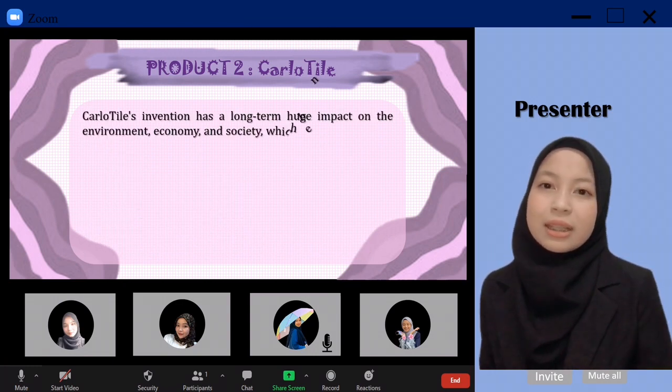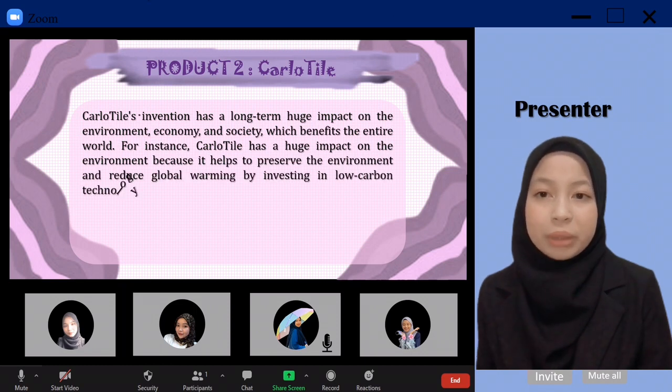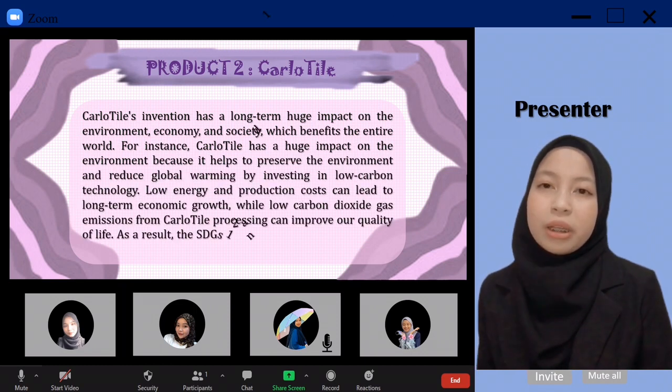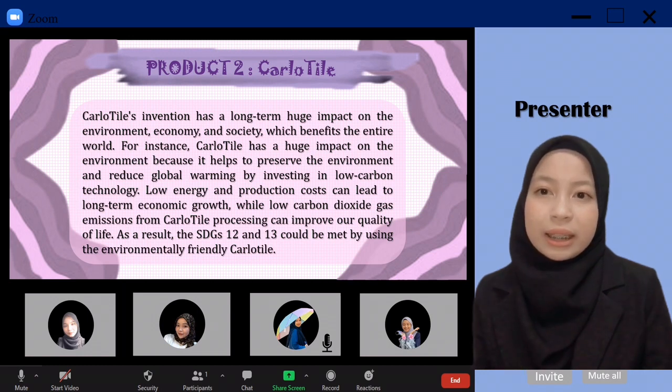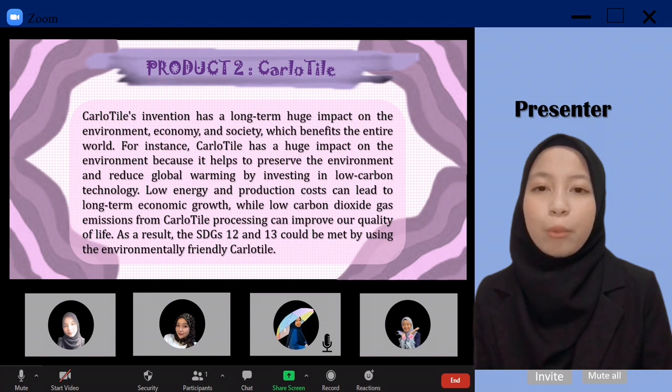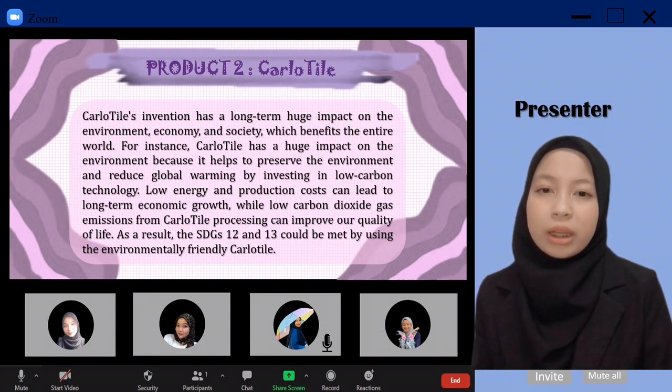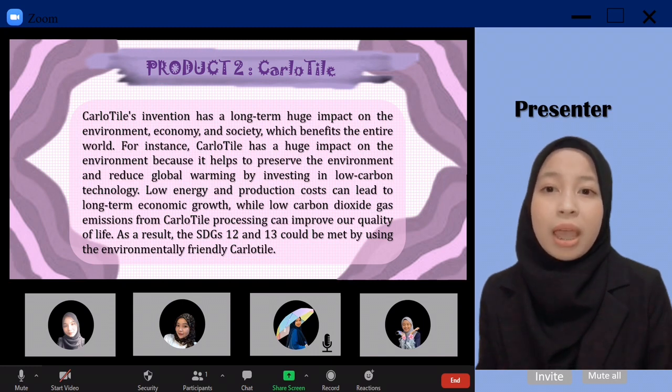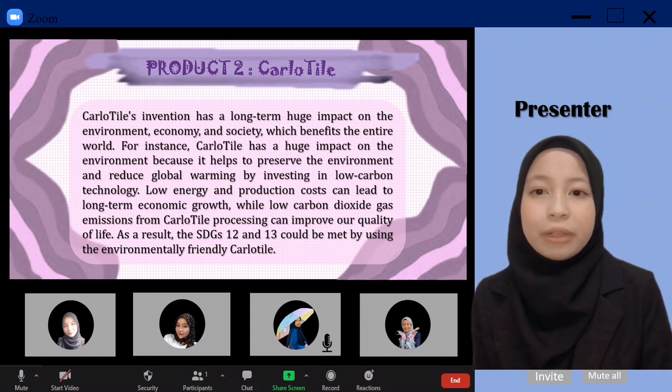Color Tile's invention has a long-term huge effect on the environment, economy, and society, which benefits the entire world. For instance, Color Tile has a huge effect on the environment because it helps to preserve the environment and reduce global warming by investing in low carbon technology. Low energy and production costs can lead to long-term economic growth, while low carbon dioxide gas emission from Color Tile processing can improve our quality of life. As a result, SDG 12 and 13 could be met by using the environmentally friendly Color Tile.